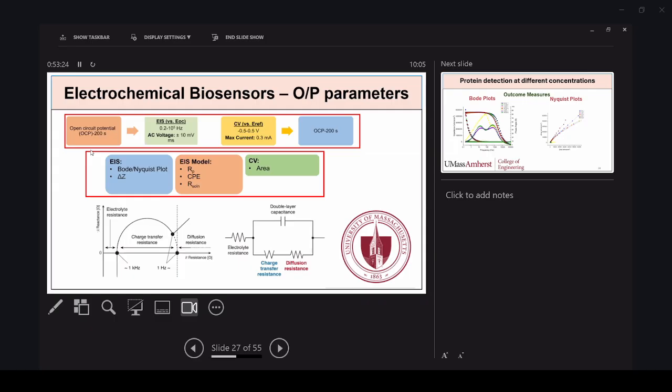If you see this slide, for EIS, I'm getting the Bode plot, Nyquist plot, and change in impedance. And from the model I use, I am getting polarization resistance, constant phase element, solution resistance, and from CV, I'm getting area. So you can imagine how many parameters I am getting for just one particular protein. And I am going to do that protein in triplicates, right? I'm getting more than 10 output parameters from a single electrochemical study.